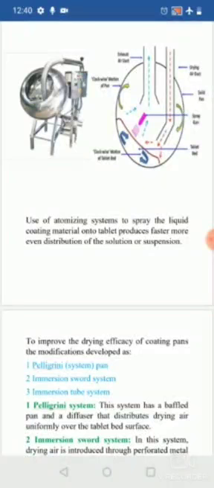One is the Pellegrini, which contains the baffle, a simple piece of steel inserted in the pan, that provides uniform distribution of the air. When coming to the immersion sword, it contains a sword which is fitted directly into the pan. When coming to the immersion tube, it contains a tube. If you modify this conventional coating pan, you get the desired result in a very fast and accurate time.